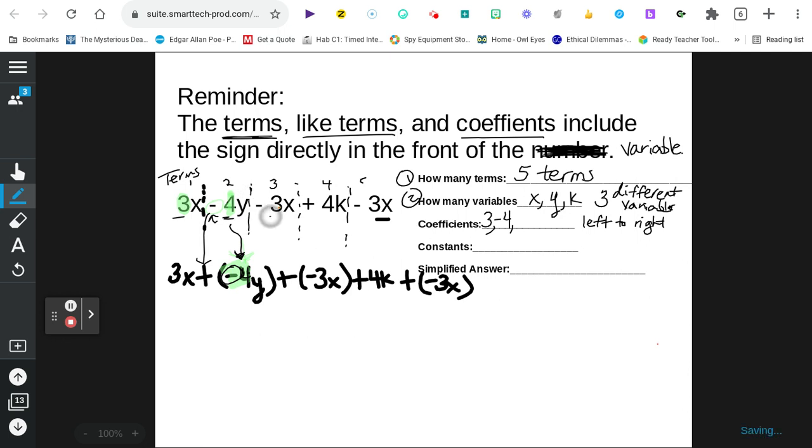All right, it looks like the coefficient here is 3, but the sign in front is a minus, so I'm going to say the coefficient is -3. The fourth term has a coefficient of 4, and then the fifth term has a coefficient of -3. Catch the sign in front. Again, if it's minus, look at it as a negative. If it's plus, look at it as a positive term.